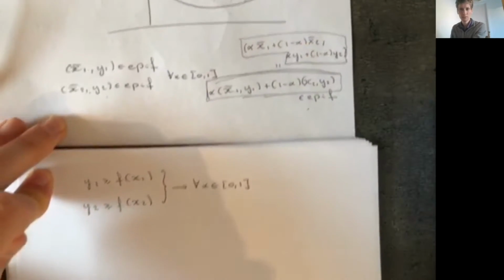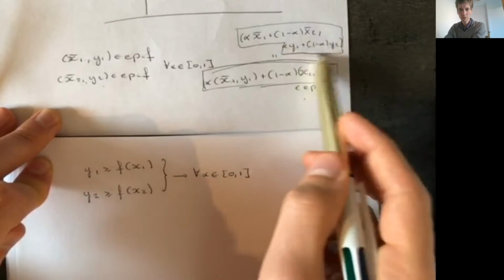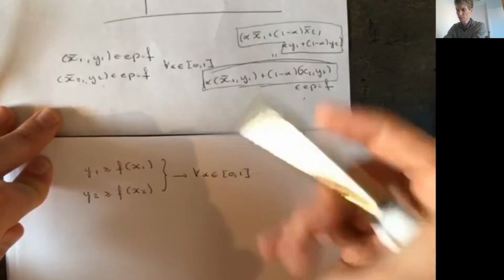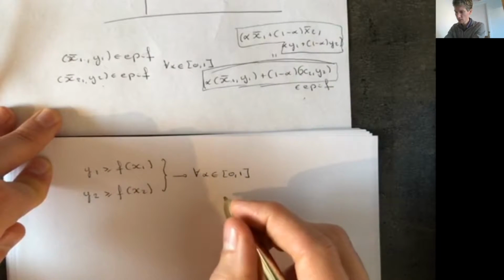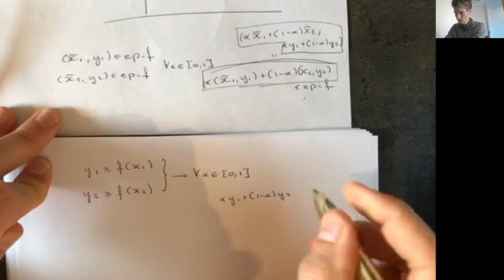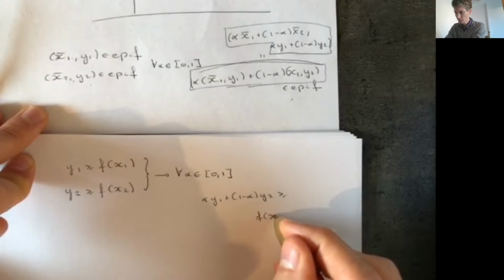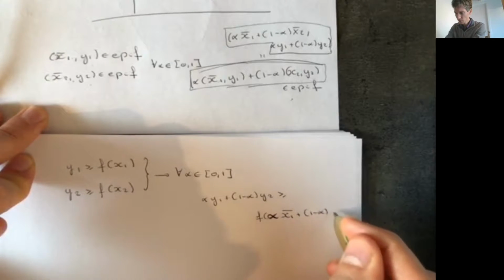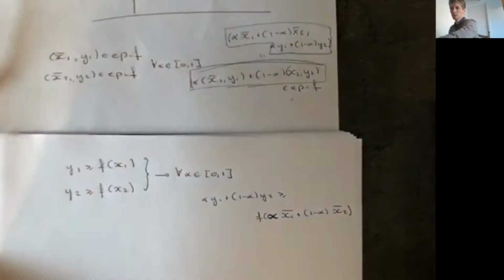this here. So if I look, when is this in the epigraph? Well, if this number here is greater or equal to f of this vector here. So for all alpha I should have that alpha y1 plus 1 minus alpha y2 is greater or equal to f of alpha x1 plus 1 minus alpha x2.